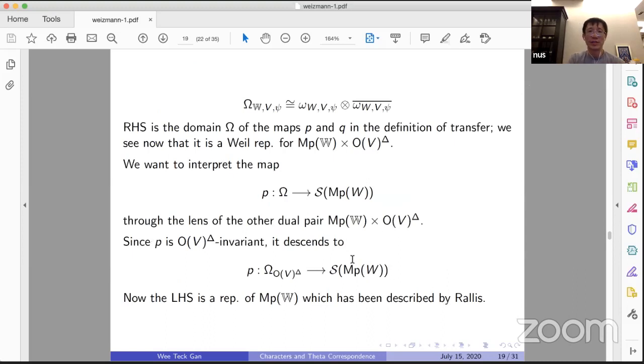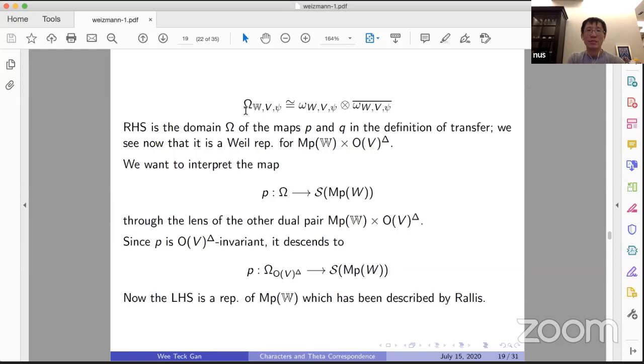These are just some facts. So now I reproduce this. We have an isomorphism when restricted to the bottom row. The point to notice here is that this right-hand side, omega tensor omega bar, is precisely the domain of our maps P and Q in the definition of the space of test functions. Earlier, to simplify notation, we denoted this tensor product by capital omega. This is consistent with the notation here.